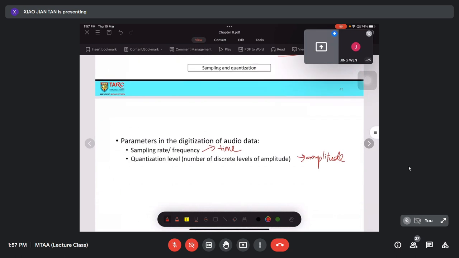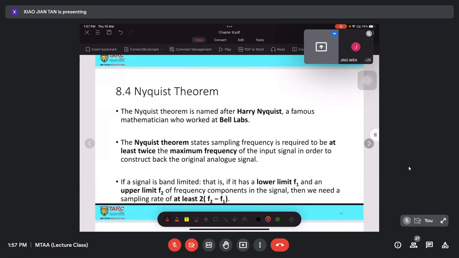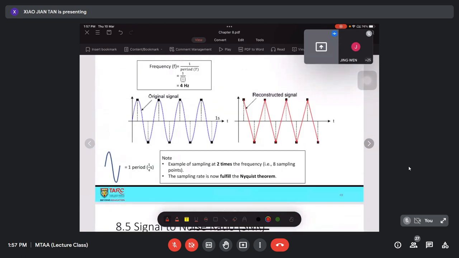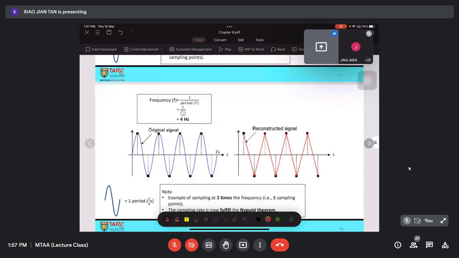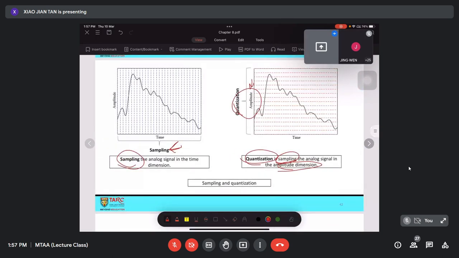All right, I think that's all for today. I will start the Nyquist theorem in the next lecture, because I need to explain this in a continuous flow. Okay, before we end, any questions?